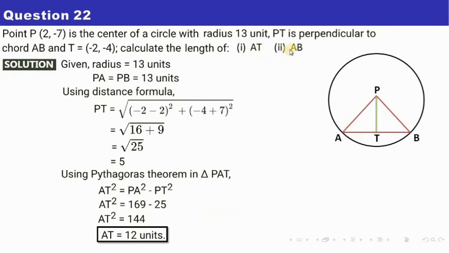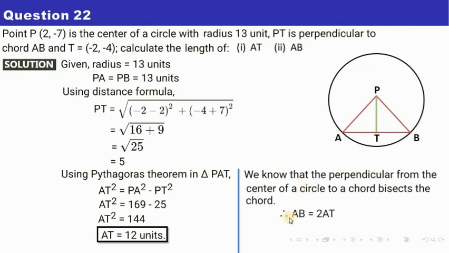Next we need to calculate AB. AB is going to be double of this, because AB will be bisected by this perpendicular. So AB will be double of AT. AT is 12, so double of 12 is 24 units. So the length of AB is 24 units. You may pause the video to note down.